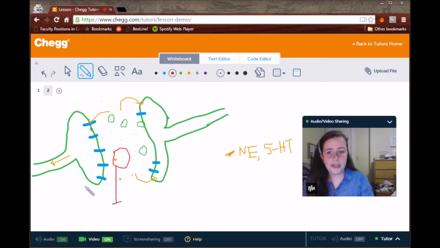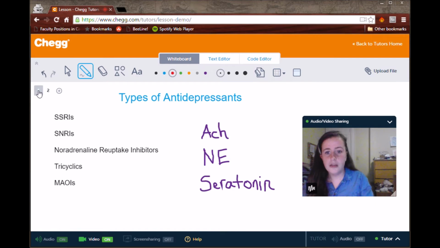So all of the medications for all of the antidepressants are used to, in some way, make sure that there's increased norepinephrine or serotonin getting to the receptors in the second cell. So let's talk about the different types. So first we have SSRIs. This S stands for selective serotonin reuptake inhibitor.